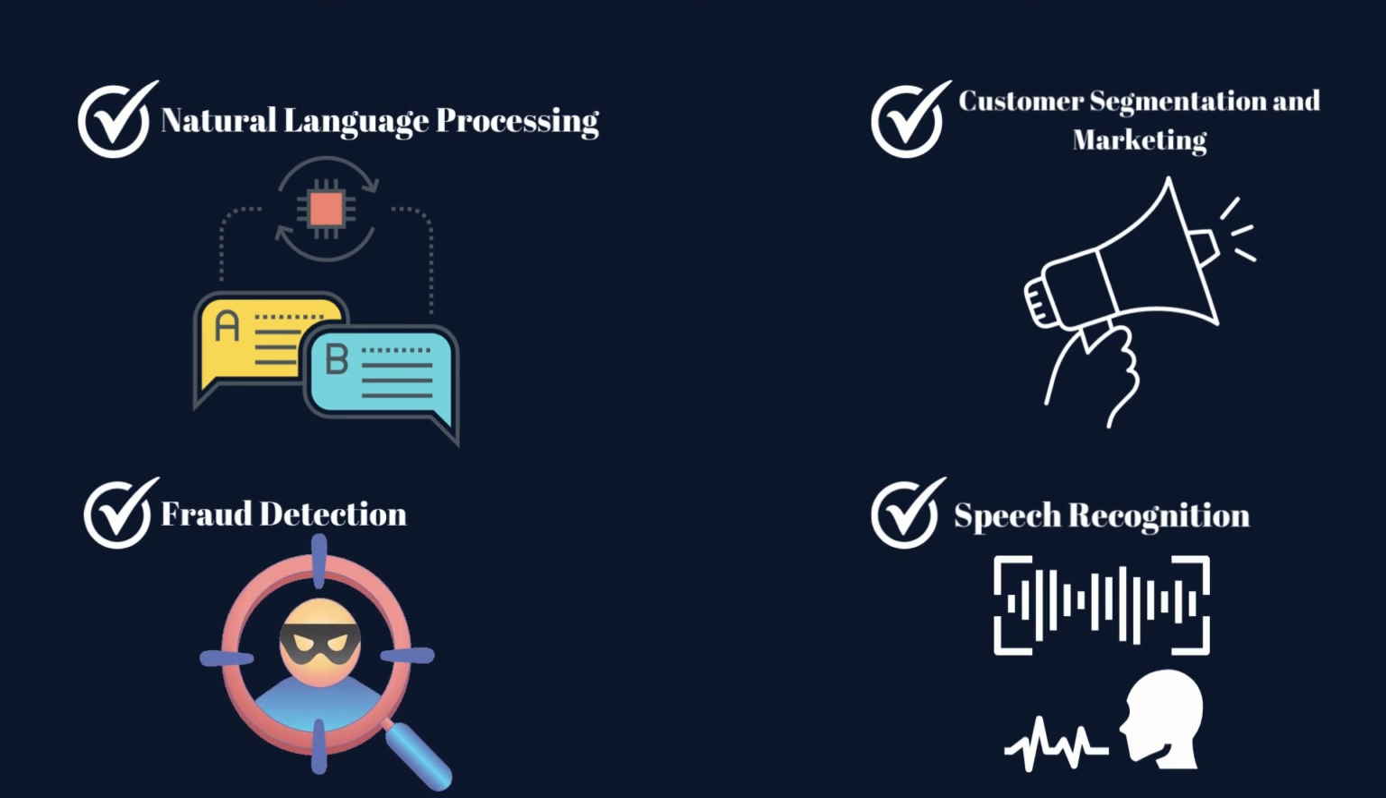Fraud detection. Financial institutions use classification algorithms to detect fraudulent transactions. This helps them to prevent financial losses and protect customers from identity theft. Speech recognition. Algorithms are trained to recognize speech patterns to transcribe and translate spoken language into text. This technology is used in virtual assistants like Amazon's Alexa and Google's Assistant, as well as in speech-to-text dictation software.